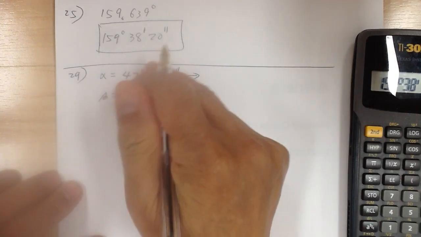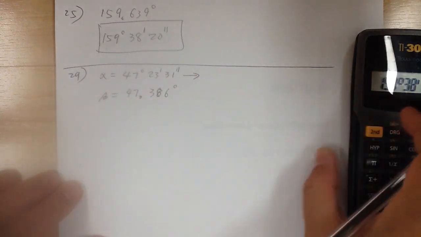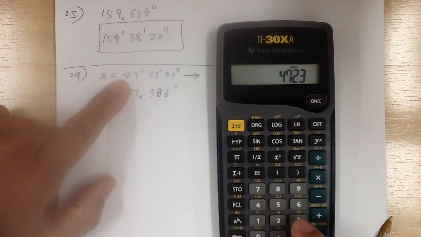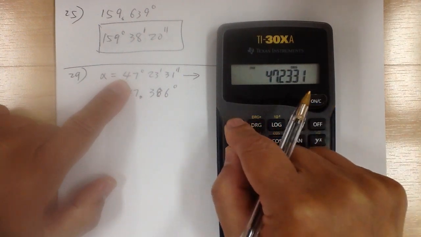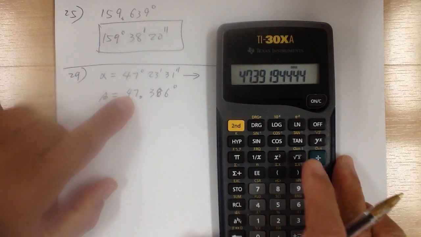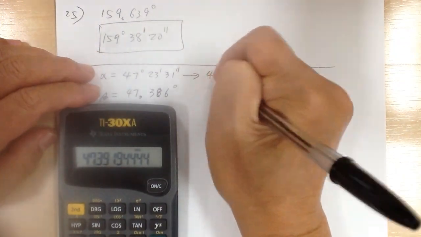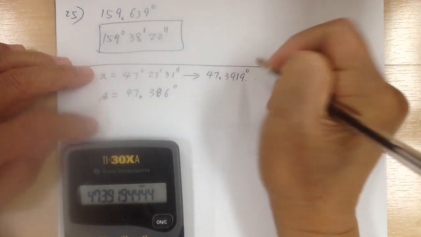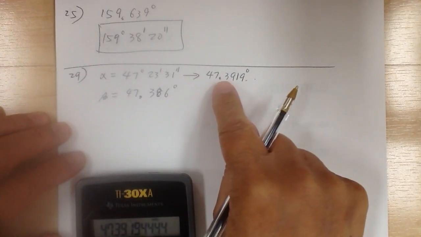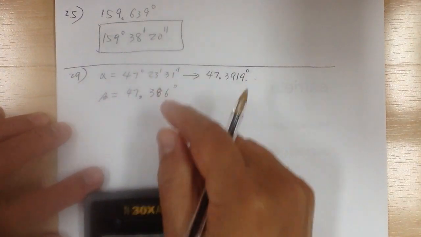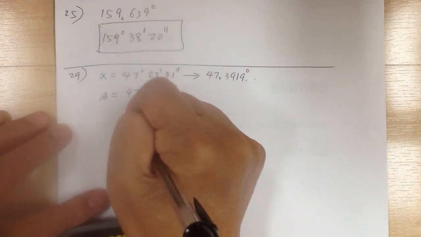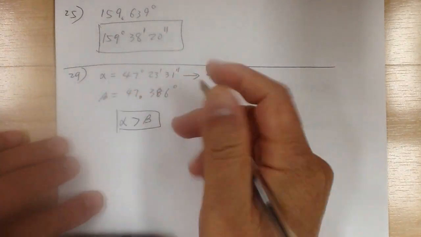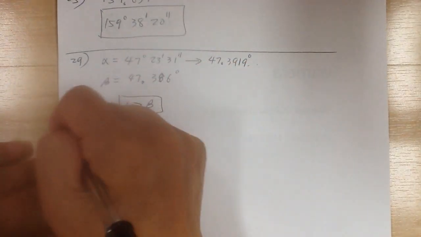So I'm going to convert this into decimal degrees. Okay, so I get 47.2331 and go second, decimal degrees. So this is equal to 47.3919 degrees. By comparing, this is 0.39, this is 0.38, so this is bigger. So in this case, alpha is bigger, so alpha is greater than beta. So you can just convert so you can compare.